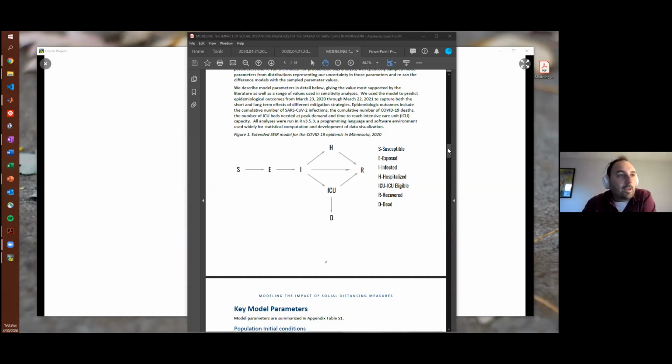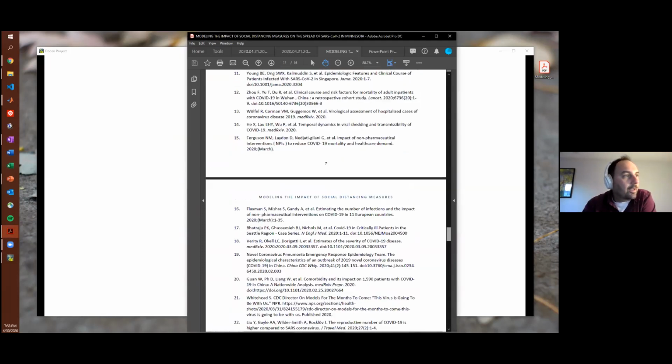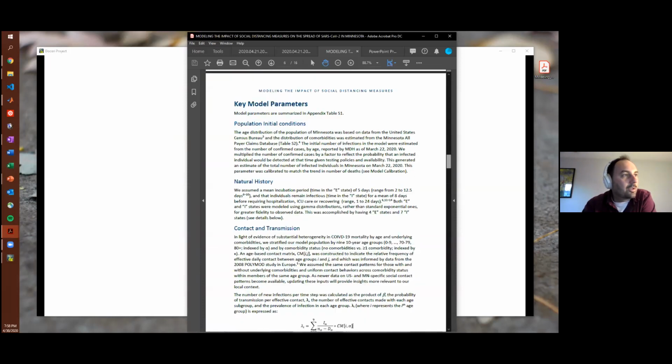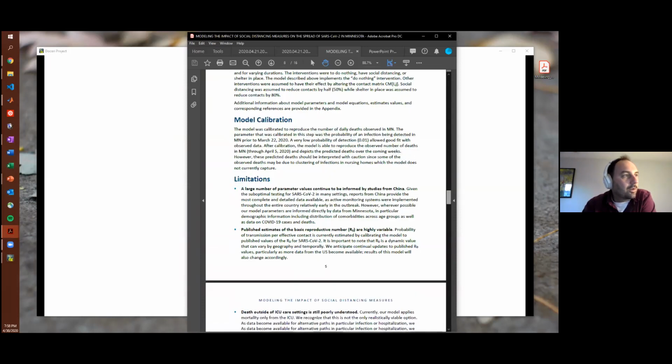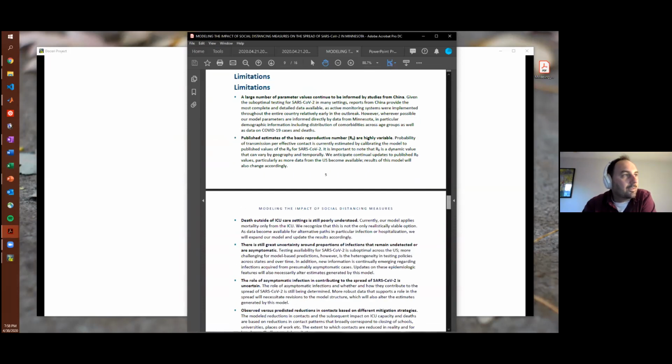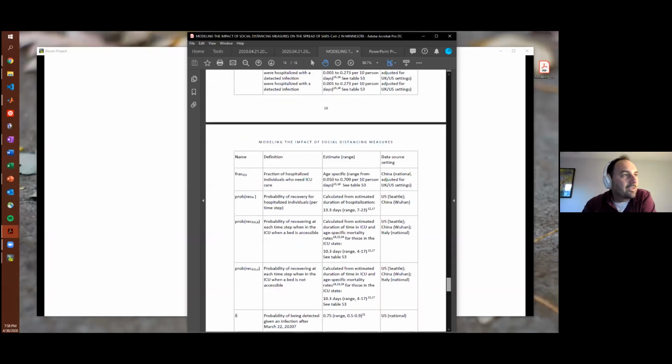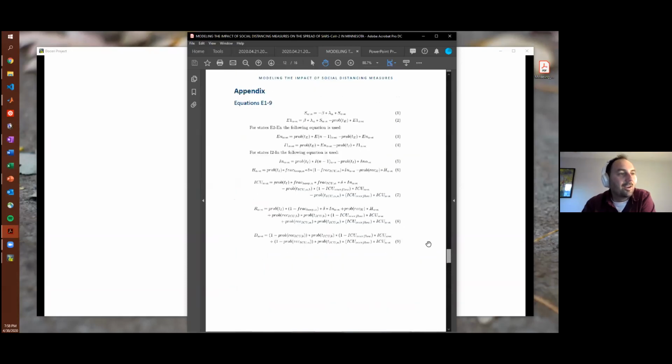While I have this open, I guess I'll show you the equations. So they have, where are they? 9 equations. They're in here somewhere. Let me just keep scrolling. I'm going to find them. I've seen them. I saw them just now. There they are.